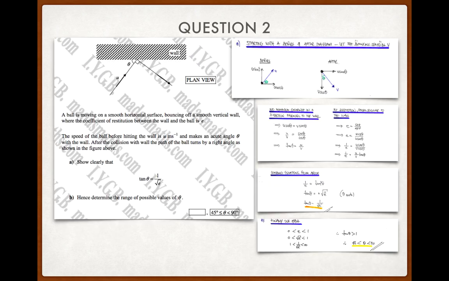Try the question and then have a look at the solution, but it's the same thing. Write your initial and final velocities in i j form and decide which one changes and which one stays the same. If it stays the same, leave the before and after components equal. If it changes, use e is minus v over u, and then use the two equations to get your answer.